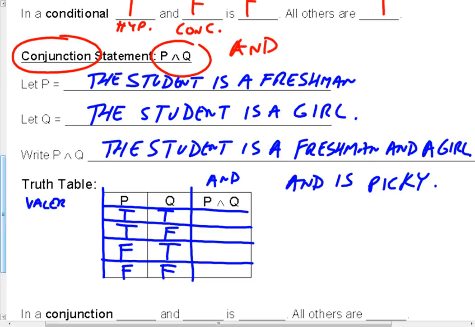So, is that how you spell your name, Valerie? Are you a freshman? All right, she passes the course. All right, Chuck. Is that how you spell it? All right. Freshman, not a girl, will he pass? No, not in an "and" situation. Both parts have to be true.